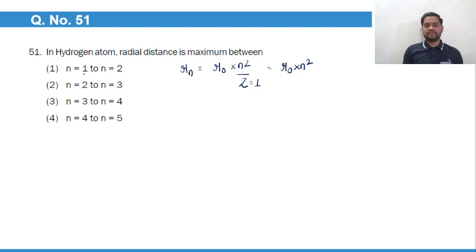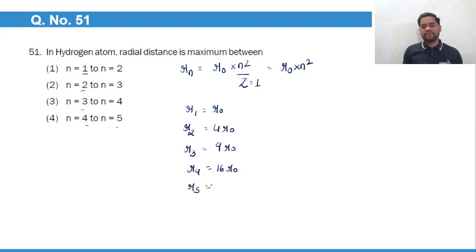If you can see, the orbits are 1, 2, 3, 4 and 5. For R1, it will be equal to R0. For R2, that is the second orbit, the radius will be 4 times R0. Then R3 will be 9 times R0, R4 will be 16 times R0, and R5 will be 25 times R0. So the radial distance is maximum between. If you see, the maximum difference is between 16 and 25, and hence the right answer will be option number 4. So for question number 51, option number 4 is the right answer.